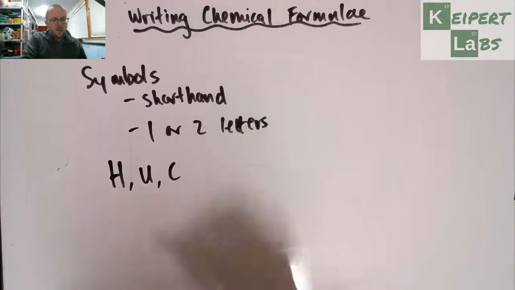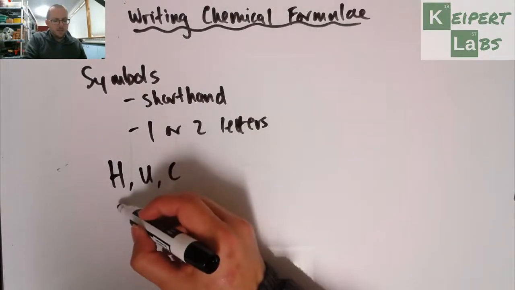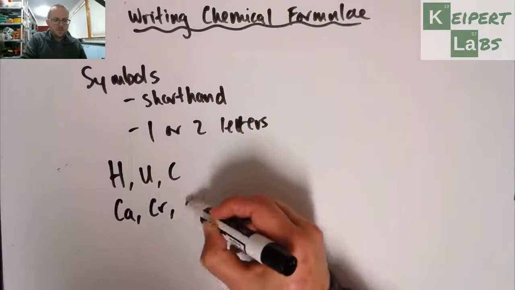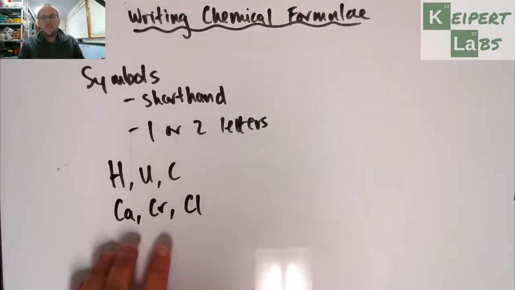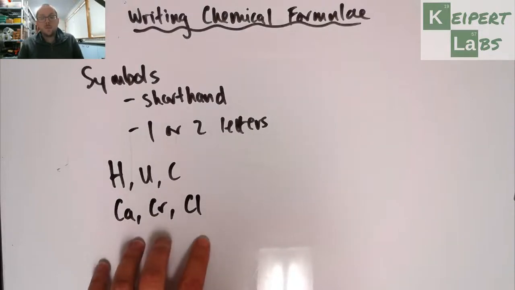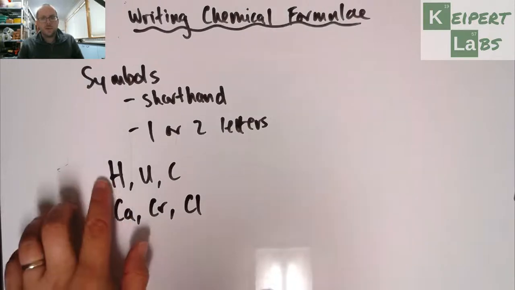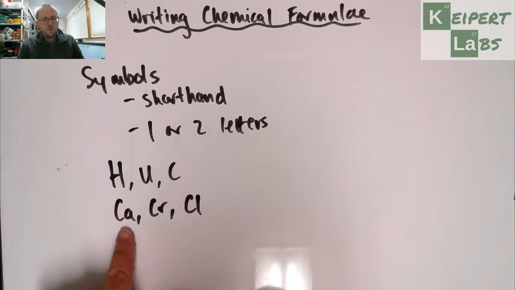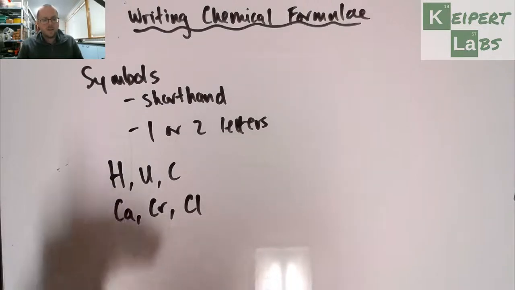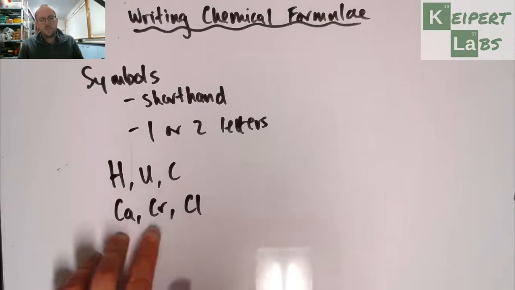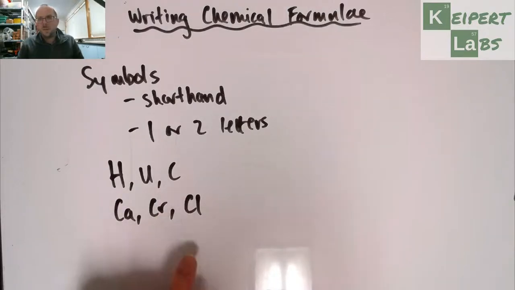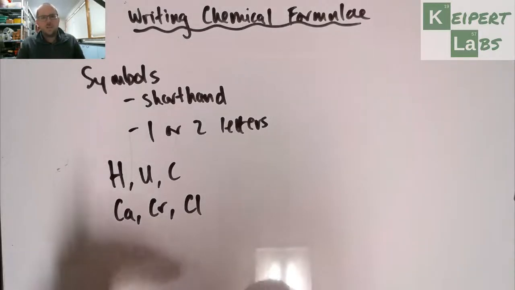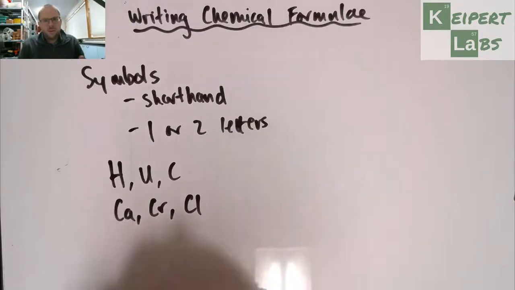And then we get other ones where we have two letters, so we get one uppercase letter and one lowercase letter. The reason that we would have those is because we have 118 elements, but we've only got 26 letters of the alphabet. And if we're just going to use single letters, we're going to run out pretty quickly. So we will often have elements that start with the same letter in their name, but we need to be able to distinguish calcium, chromium, chlorine, carbon, cobalt, copper, all of these ones that start with C. In the same way we need to distinguish arsenic from astatine, from argon, and bromine from beryllium, from barium.